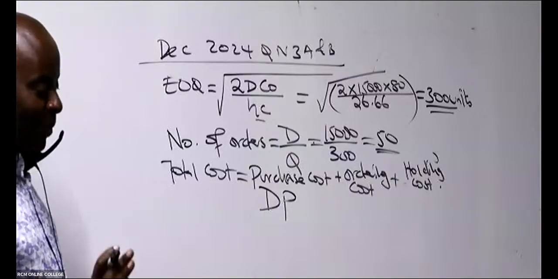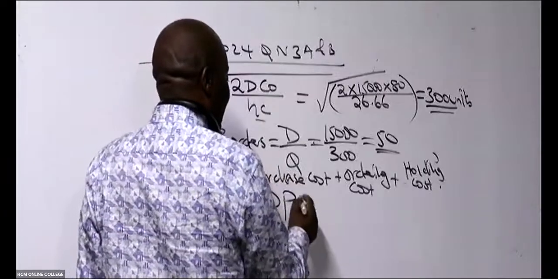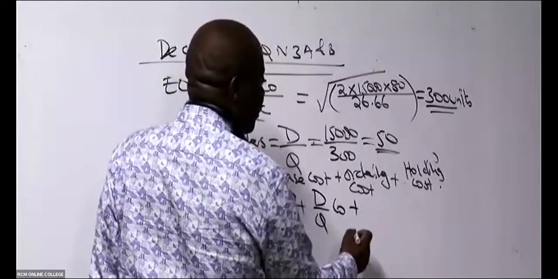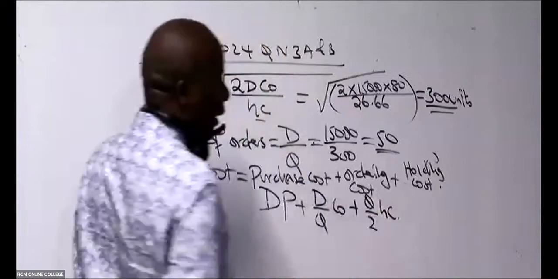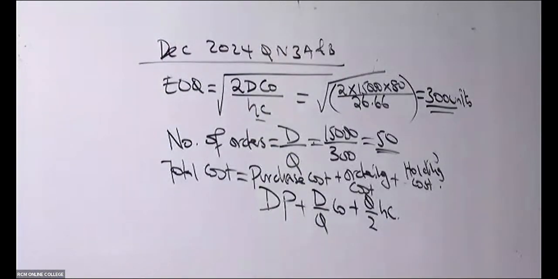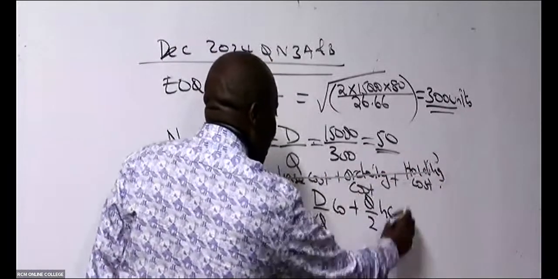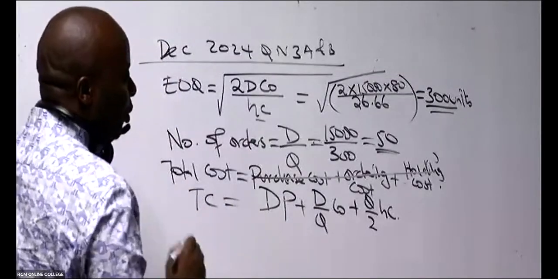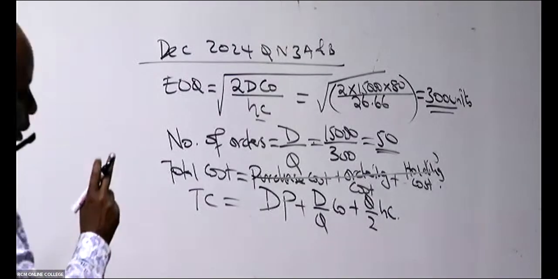Yes, at some given time. So anytime we talk about total cost, always remember DP plus ordering cost, which is D over Q times CO, plus holding cost. Holding cost, we take Q over 2 times HC. This is a formula I would always want you to know, the formula for getting our TC for inventory items.